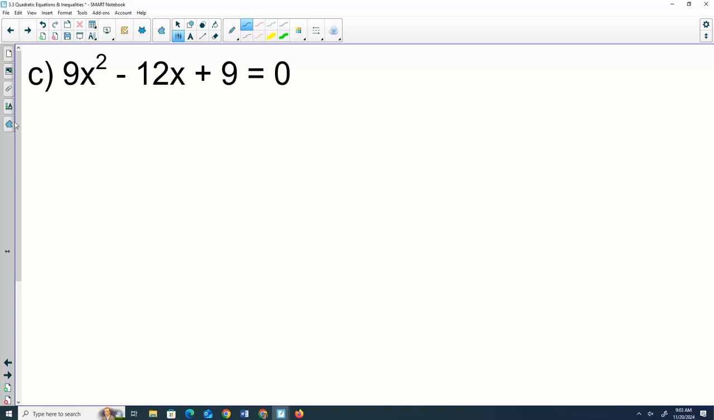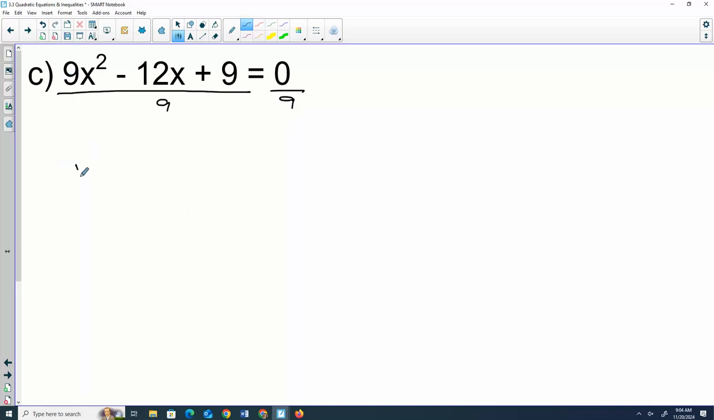Alright, when I look at this, it's different because, why? All of the others started out with a 1x squared, and this one does not. So we do have to do a little work before we can jump right into completing the square. So it says we have to divide by a if a isn't 1. So I'm going to take both sides of this equation and divide by 9.